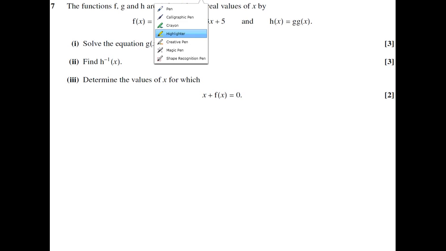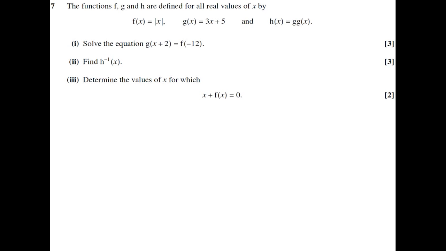Question 7. Okay, so for question 7, we've got some functions. We've got f of x, g of x, and h of x. I think I'm going to color code this for you so you can see what's going on. Now h of x we get by doing g of g of x, which means you put your answer for g of x into g of x. Okay? Solve the equation g of x plus 2 equals f of minus 12.